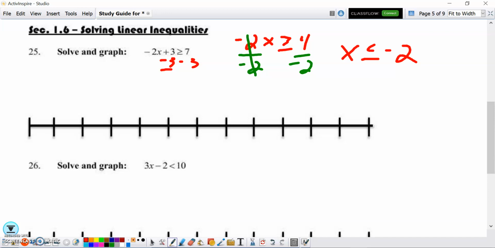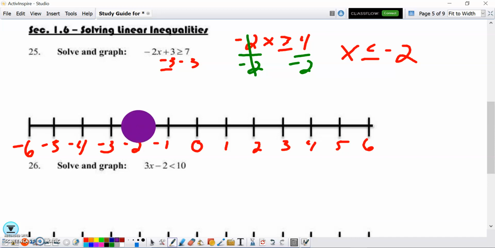All right, graph it on the number line. Let's go ahead and put the 0 right here. Then 1, 2, 3, 4, 5, 6. Negative 1, negative 2, negative 3, negative 5, negative 6. All right, what type of dot do we need? Okay, that should be a solid dot because of the equal to. All right, on the negative 2, there's a nice big dot. And it's x is less than or equal to, so we are going to go to the left. All right, we don't need a dot quite that big.